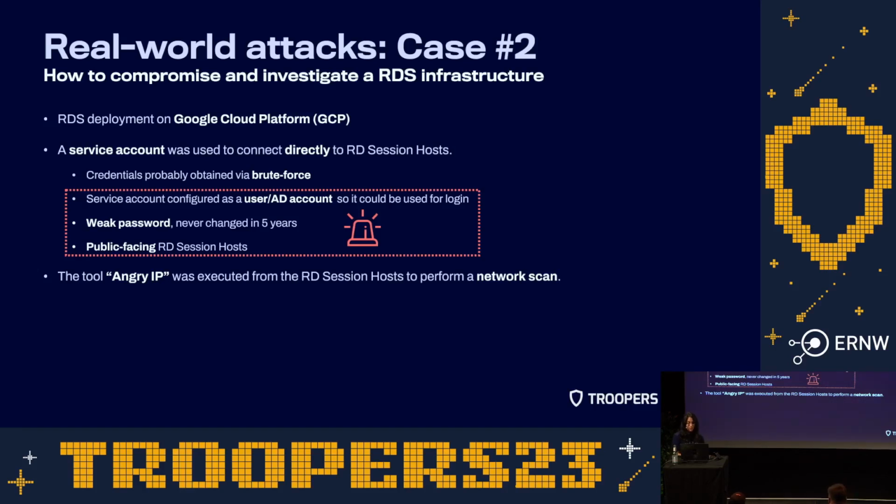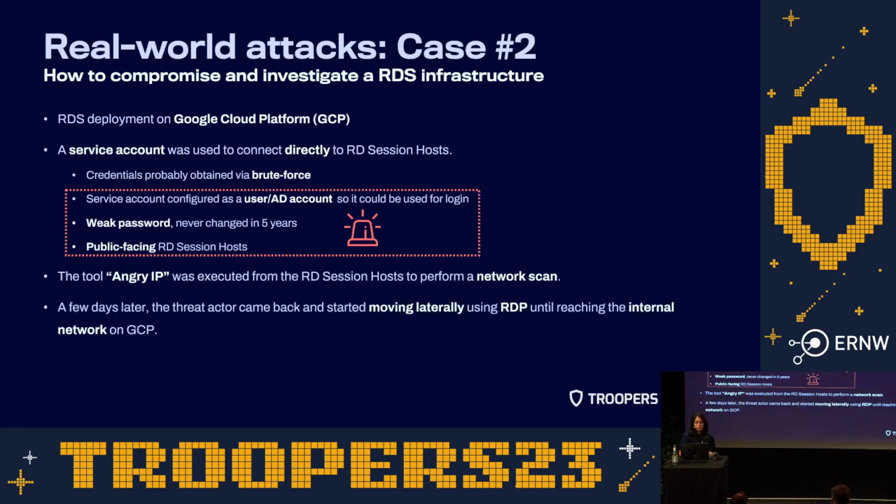Next, there was some network scan that was performed using the tool Angry IP. And a few days later, after some reconnaissance had occurred, the threat actor came back and started moving laterally using RDP until reaching the internal network, which was still in GCP. So in this attack, all the infrastructure was on GCP.